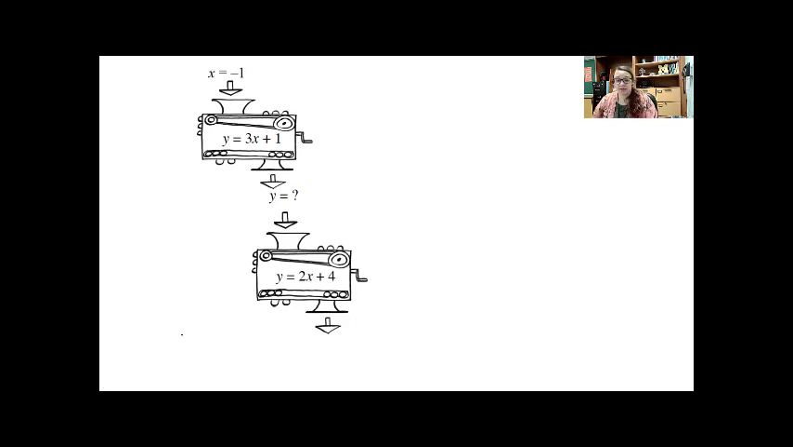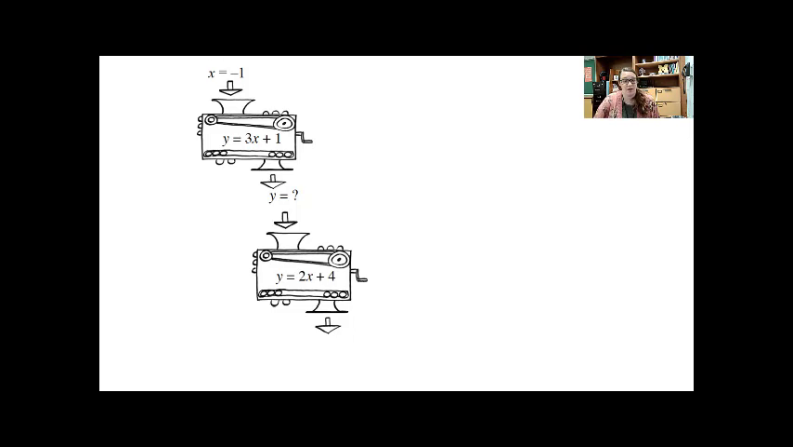All right, so here's our function machine. Notice it's looking kind of dweeby. It's not as cute as a vending machine, but that's okay, bear with me. In this machine, we're gonna put in a -1. Something's gonna pop out. And then we're going to put that in a second machine and see what happens. So let's see if we can do that.